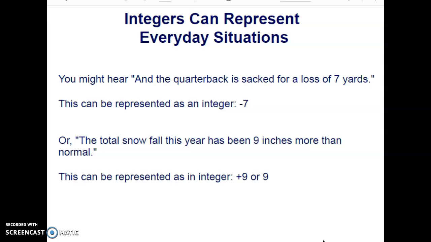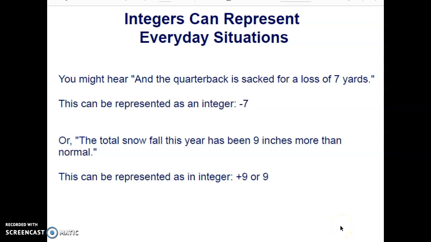You might hear, "The quarterback is sacked for a loss of 7 yards." This can be represented as the integer -7. Or, "The total snowfall this year has been 9 inches more than normal." This can be represented as an integer +9 or just regular 9. These again are integers that we use in our everyday life.